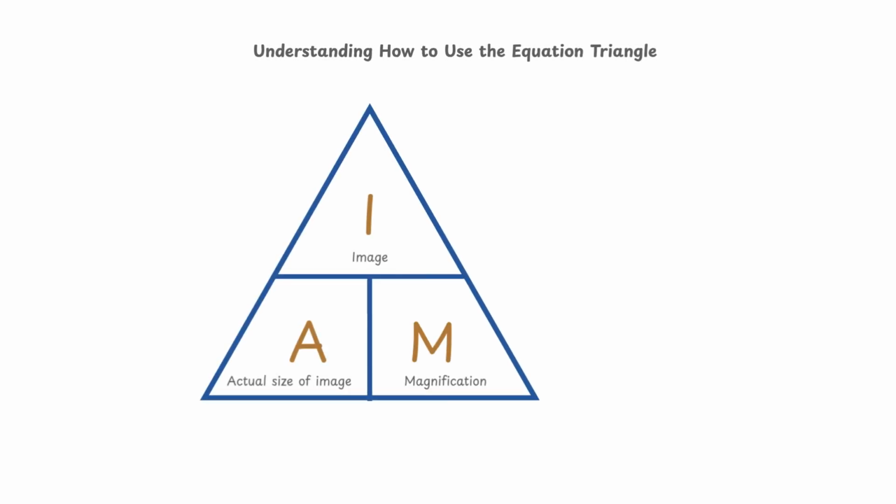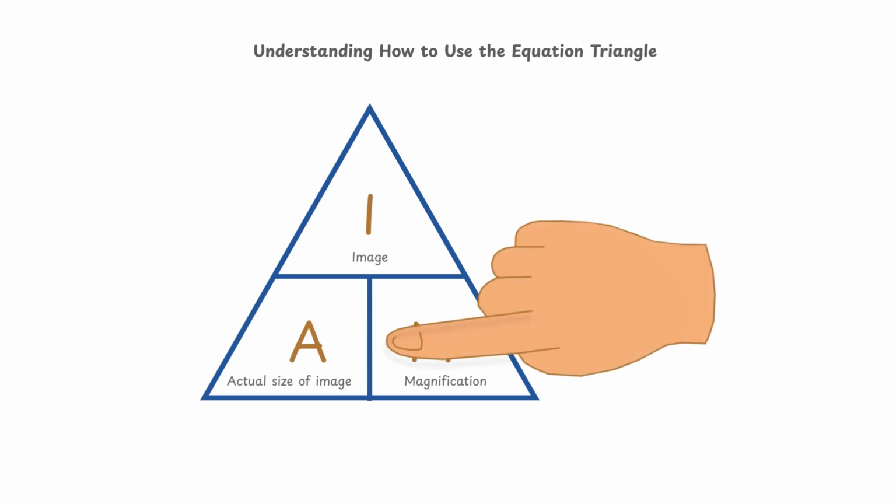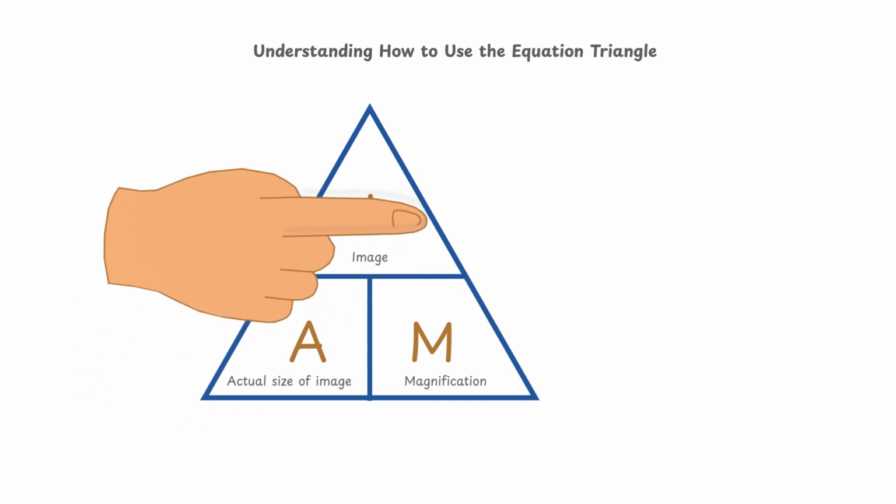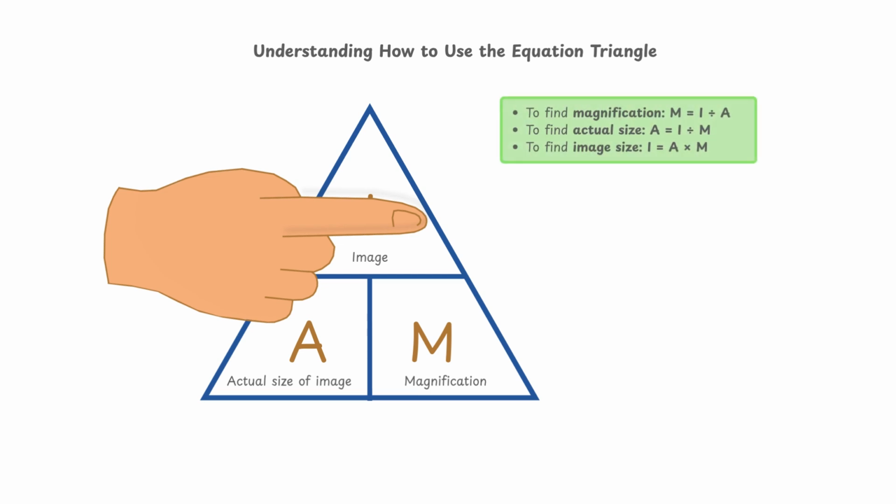Let's focus on how to use the equation triangle. Here, the hand is covering the M for magnification. This means we need to calculate the magnification. As shown, the hand is covering the A for actual size. To find the actual size, we divide the image size by the magnification. As shown, the hand is covering the I for image size. To find the image size, we multiply the actual size by the magnification.